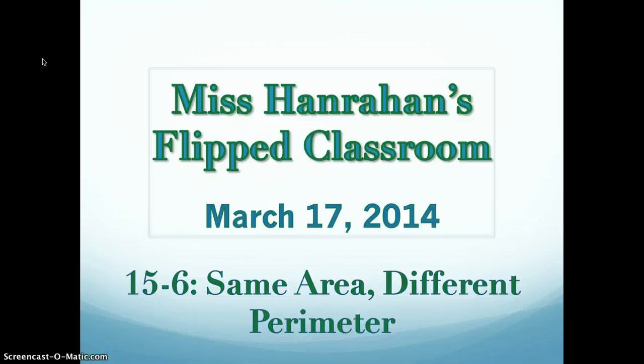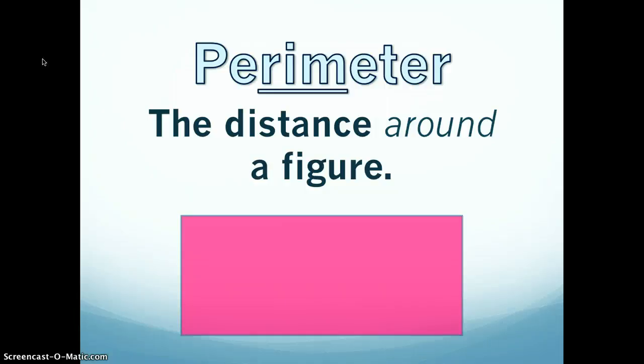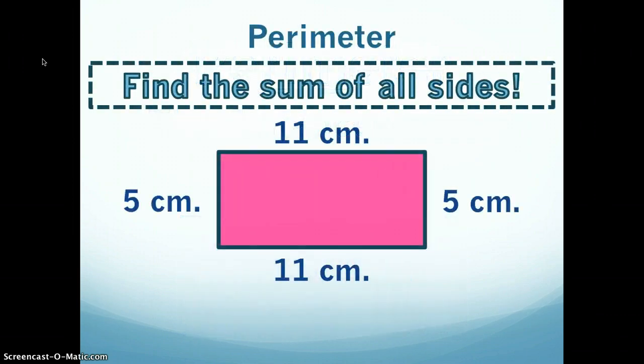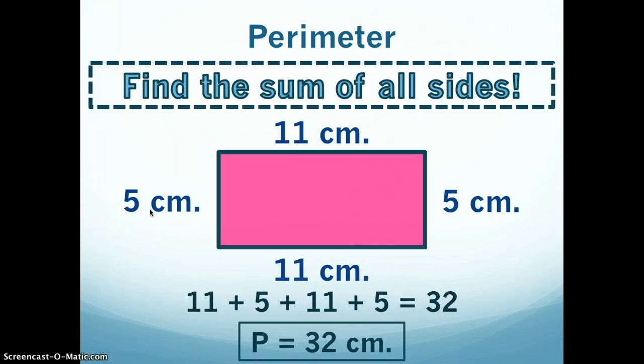Today we're talking about same area, different perimeter. So as a reminder, perimeter is the distance around a figure. It kind of acts like a fence. To find the perimeter, you just need to find the sum of all sides. Now remember, a sum is the answer to an addition problem. So you're going to add, in this case, 11 plus 5 plus 11 plus 5. Your final perimeter should be 32 centimeters.